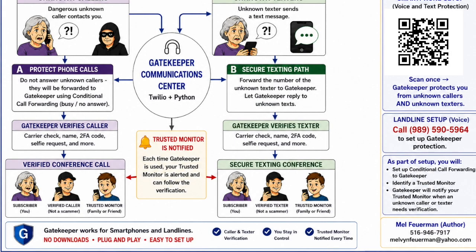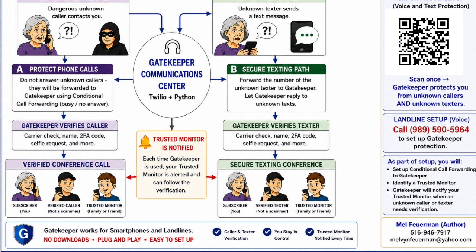So when a call comes in, Gatekeeper looks at the carrier data, finds the name of the person who owns that telephone, and then asks the person calling, "What's your name?" And you can compare the two. So that's called the carrier name check, right? That's how it works, right?